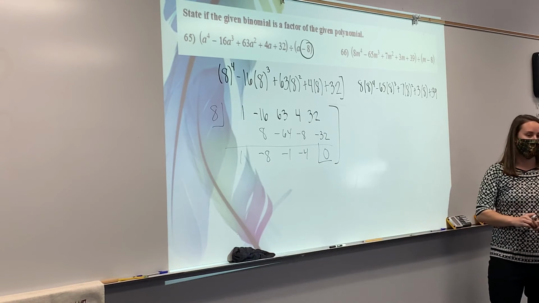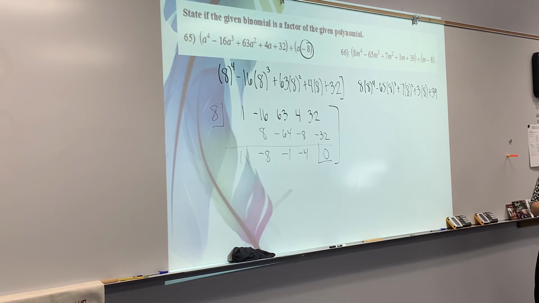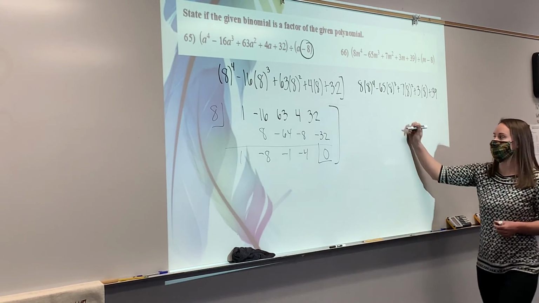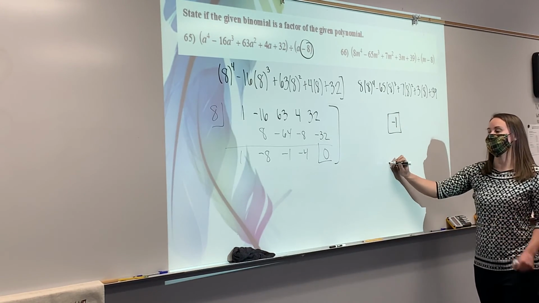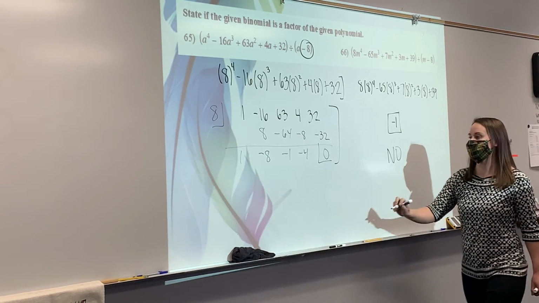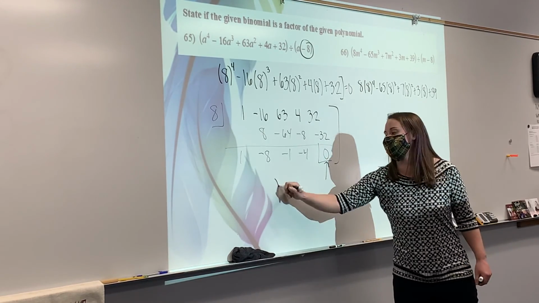I believe you don't get a 0 on this one. Yeah, that's right. I remember that from the morning session. So if you get a negative 1, your answer is no. Versus this one, because this was equal to 0, our answer is yes.